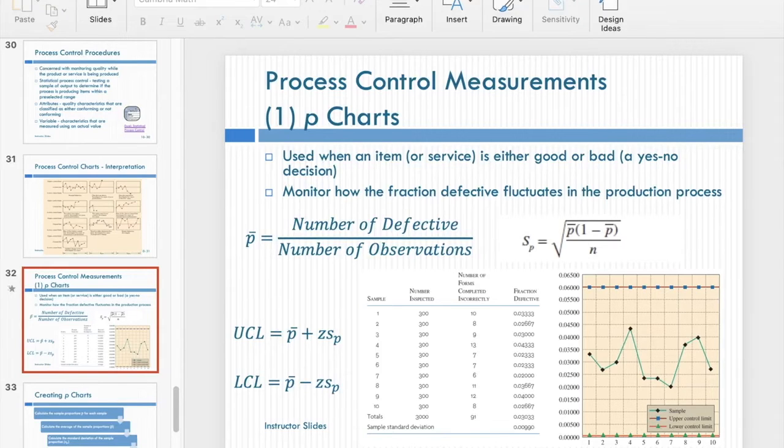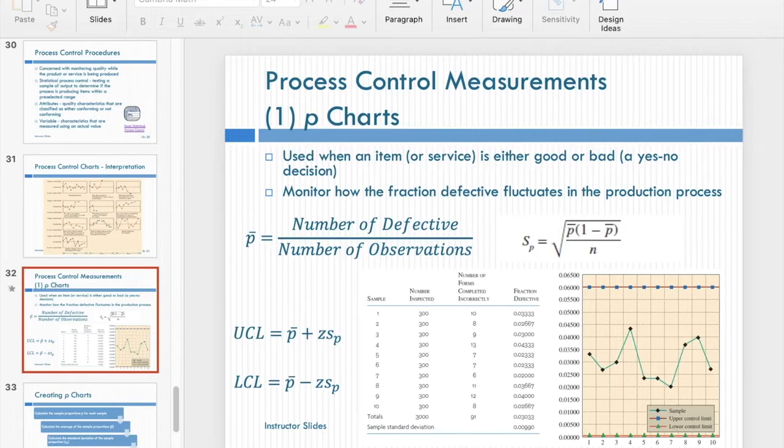What is the number of observations in all 10 samples? It's 3,000, right? You inspect 300 for every sample and you inspect 10 samples, so you have 3,000. So what is p-bar? P-bar is 91 divided by 3,000. So the p-bar itself is 0.03033. It's right here. So p-bar can be calculated as I just mentioned.